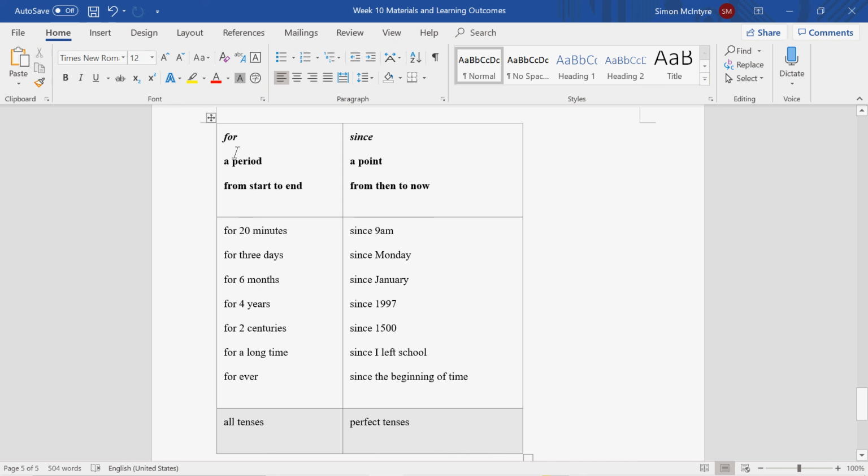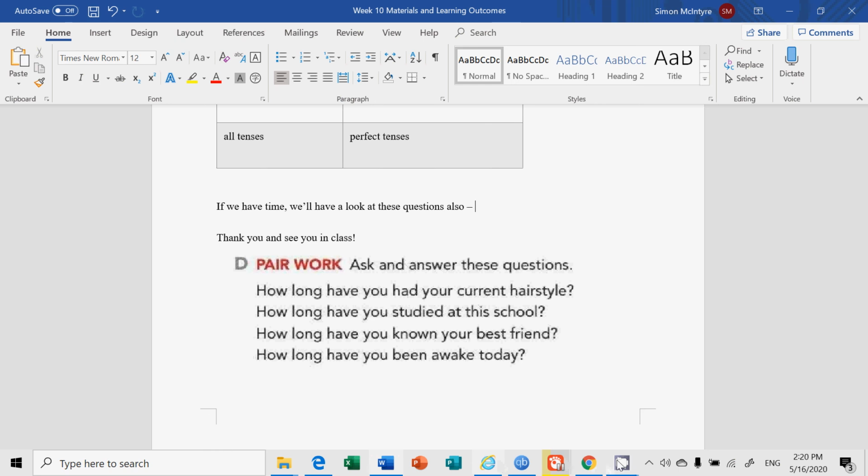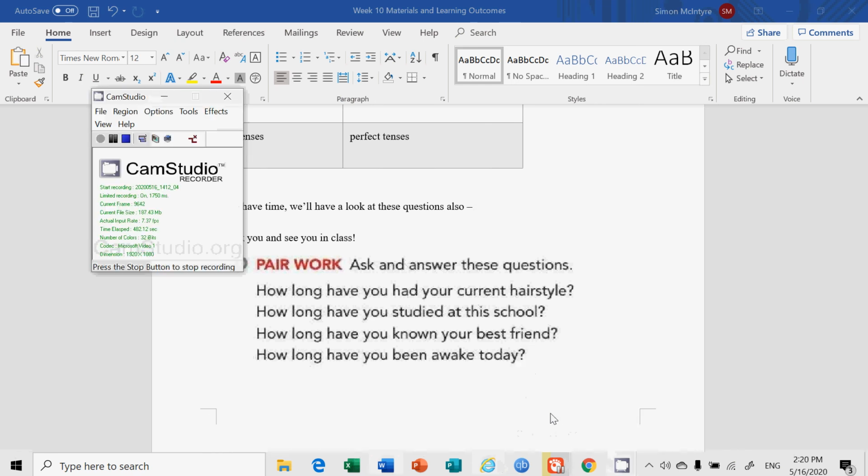So just note the difference when we use these prepositions for and since. And if we get time, we'll practice these questions as well. Okay, I hope that's clear. Again, if you have any problems, please get in touch. If not, I'll see you in class this week.